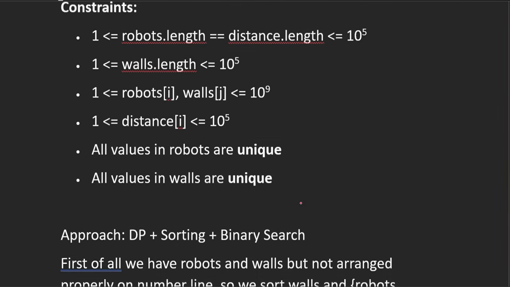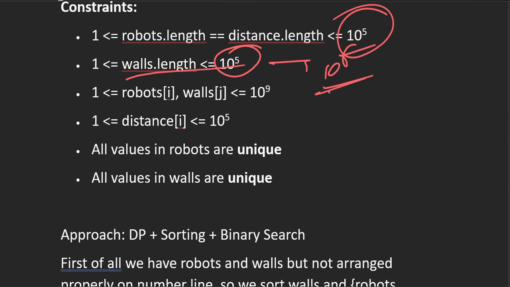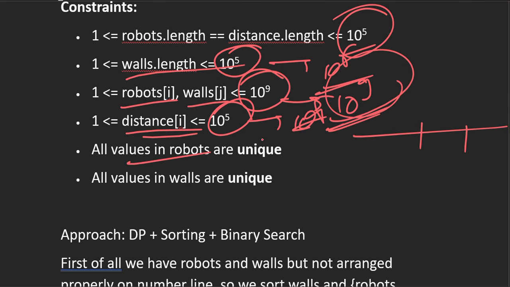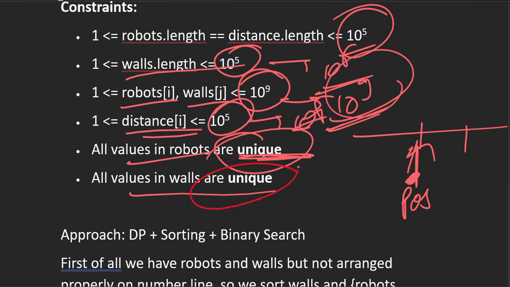So let's see the constraints. The total number of robots can be up to 10^5, and the total number of walls can also be up to 10^5, and each robot and wall position can be up to 10^9 on the number line, right? And the distance of i can be up to 10^5, and it is given that all the robots are unique, means at each position only one robot will be present, and similarly all the walls are also unique.